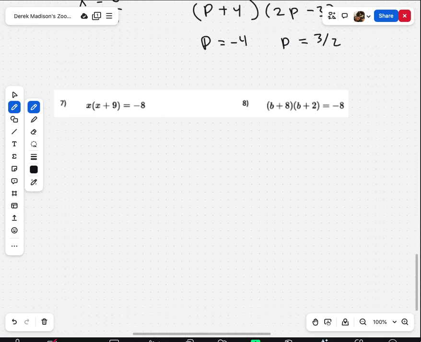And then these last couple of examples, they're not quite there, they need to be distributed out. So like this one, you might be a little tempted to do b equals negative 8, b equals negative 2, but we can't because it doesn't equal 0 on this side. So as long as there's something non-zero over here, we're stuck distributing this back and then incorporating that negative 8 over. So x times x would give us x squared. x times 9 is going to be 9x equals negative 8. And then we'll add the negative 8 over, and then we're in standard form.